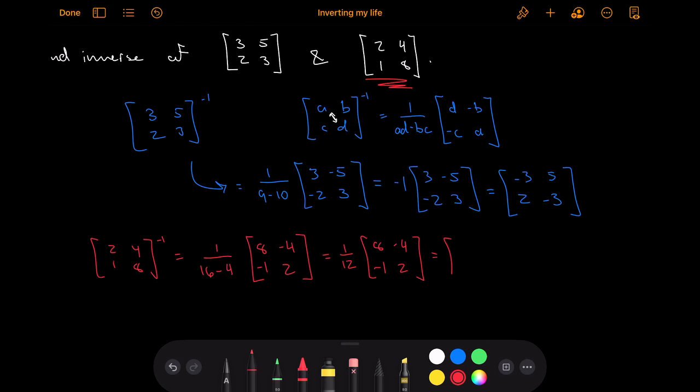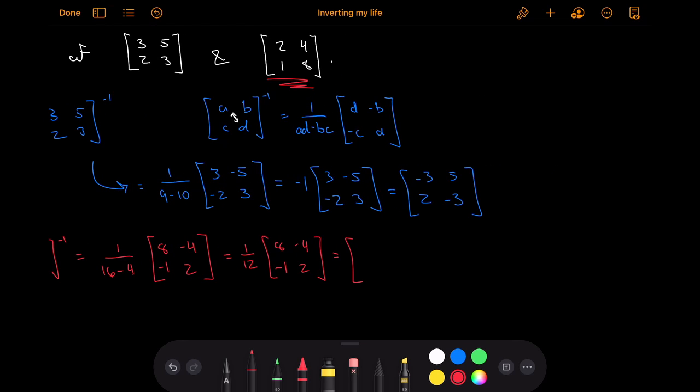And that is just equal to 8 over 12, which is 2/3. -4 over 12 is -1/3. Don't forget the negative. Then -1/12. And then lastly, 1/6. And that is our answer for the second matrix.